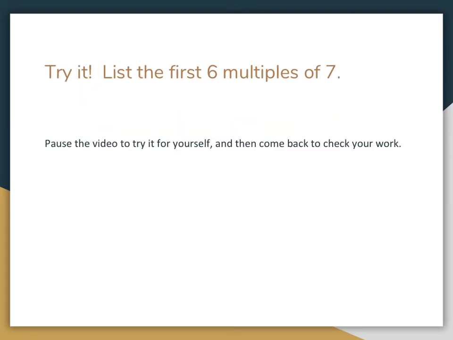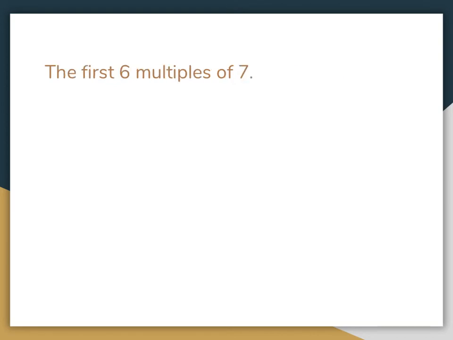So now I'd like you to try it. List the first 6 multiples of 7. Pause the video. When you're all done, come back and check your work. Let's see how you did. The first 6 multiples of 7.